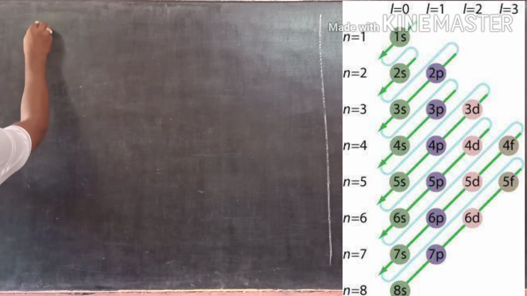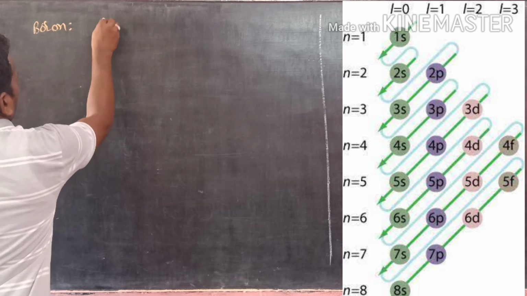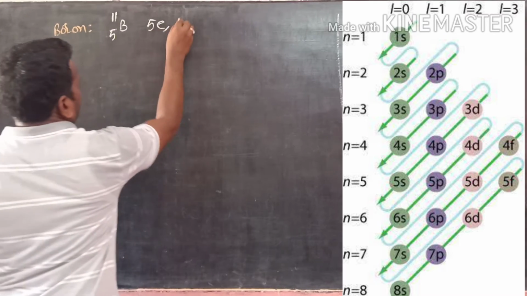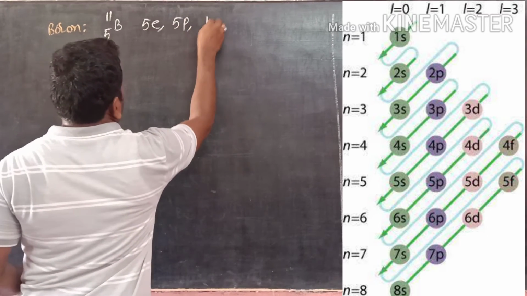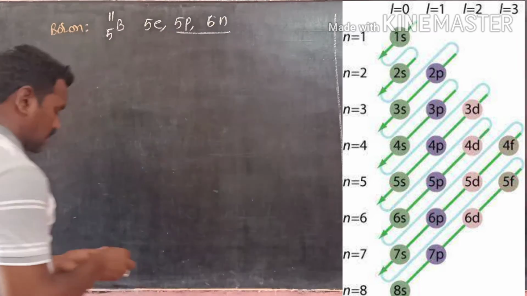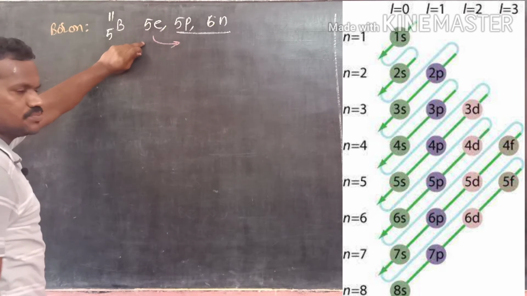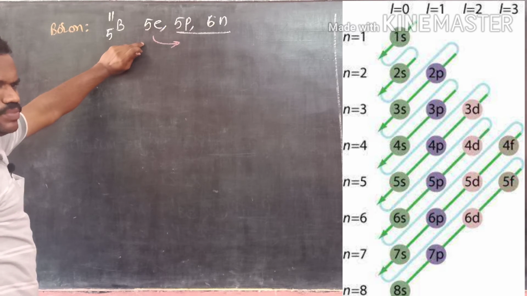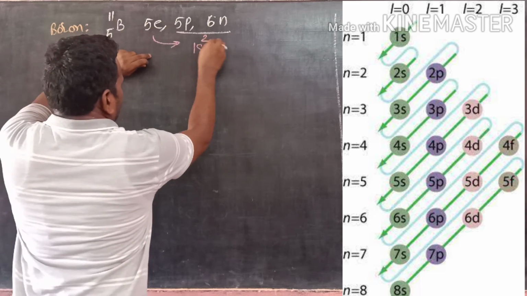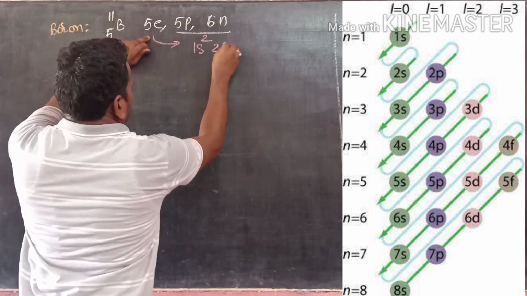The next element is boron. Its general representation is B-11 with atomic number 5. That means it contains 5 electrons, 5 protons, 6 neutrons. These 5 protons and 6 neutrons are there inside the nucleus. Then what about these 5 electrons? As per the Aufbau principle, they should occupy the lowest energy orbital, that is 1s. But 1s can accommodate only 2 electrons. Remaining 3 electrons are there.